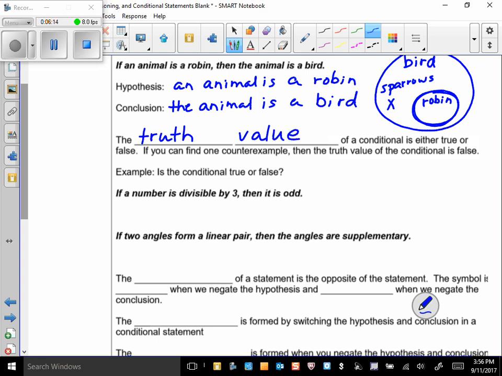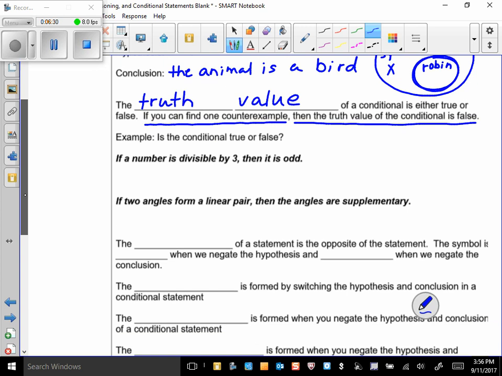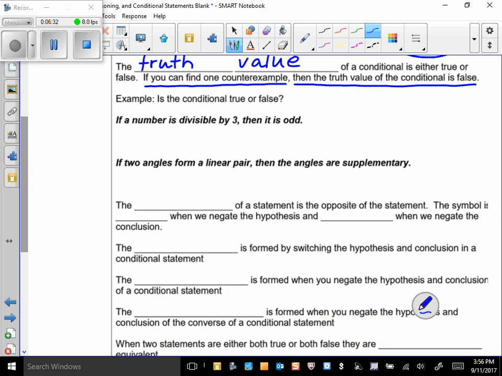The truth value of a conditional is either true or false. So you can have a conditional statement, it's either going to be true or it's going to be false. As I said a minute ago, if you can find even one and only one counterexample, then the truth value of the statement is false. Okay, so let's look at these and determine what their truth value is.